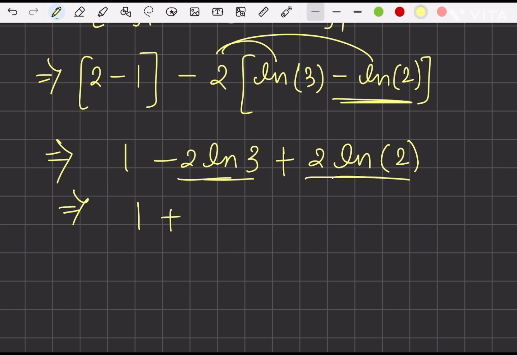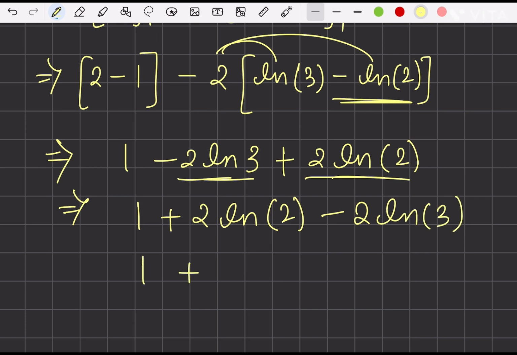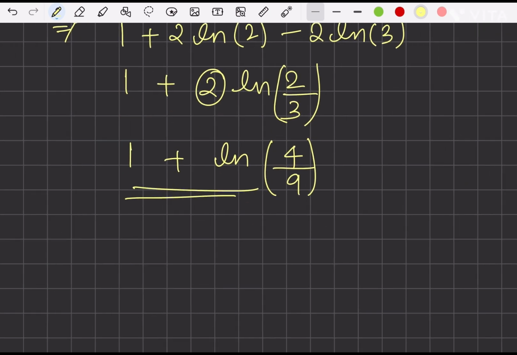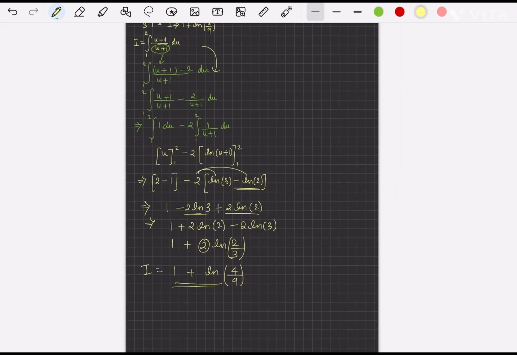So if you want, I'll just write it again in a proper way. 1 plus, minus 2 ln 3 plus 2 ln 2. So this you can write as 2 ln 2 over 3. And you can take this 2 in the power, hence it can become 2 square, which is 4, and 3 square is 9. So once you put this, you don't have to put this in the calculator, because this is how we had to show the proof, right? Yes.